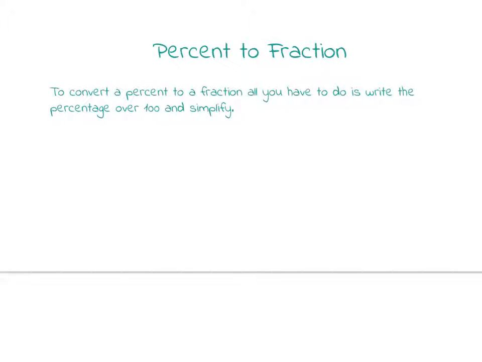So if I have 12%, I'm going to write that as a fraction over 100 and then reduce because they're both even numbers. Well, I know I can divide both of these by 4, and I get 3 on the top and 25 on the bottom. And there's my final answer. Let's try another one. Let's put 40%.